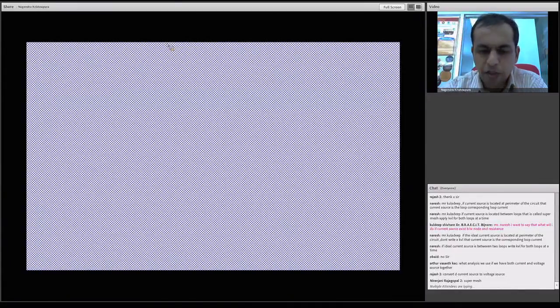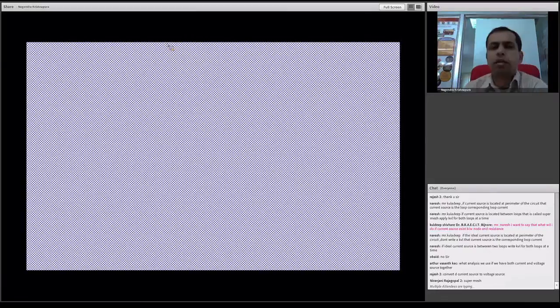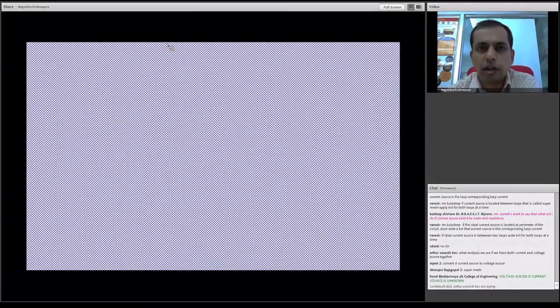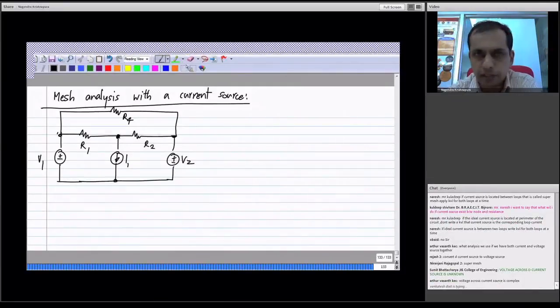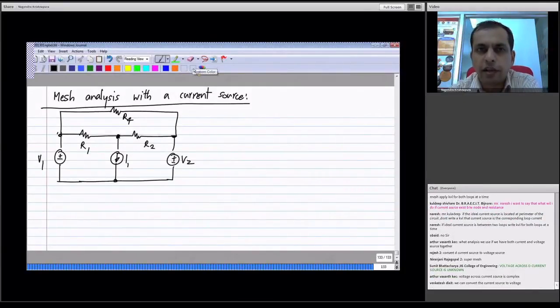So I hope the question is clear. Now, we have already done this. We have addressed a similar question while doing nodal analysis, which includes voltage sources. In nodal analysis, we write KCL equations, and KCL says the sum of currents at every node equals zero.